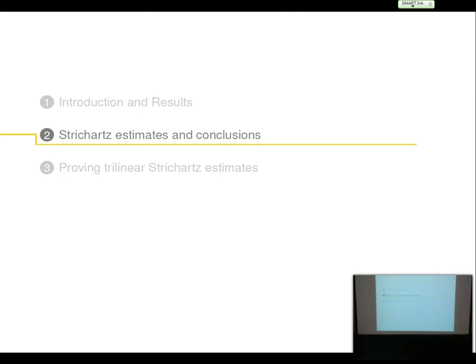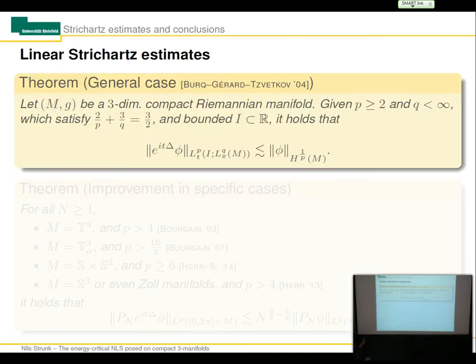Now let's talk about the Strichartz estimates. There's a very nice result due to Burq, Gérard and Tzvetkov, where they proved a Strichartz estimate for every 3-dimensional compact manifold. If p is larger than 2 and q is less than infinity, and these are admissible conditions, then they prove the following estimate. The linear evolution in Lp in time and in Lq in x is bounded by the initial data in H to the 1 over p.